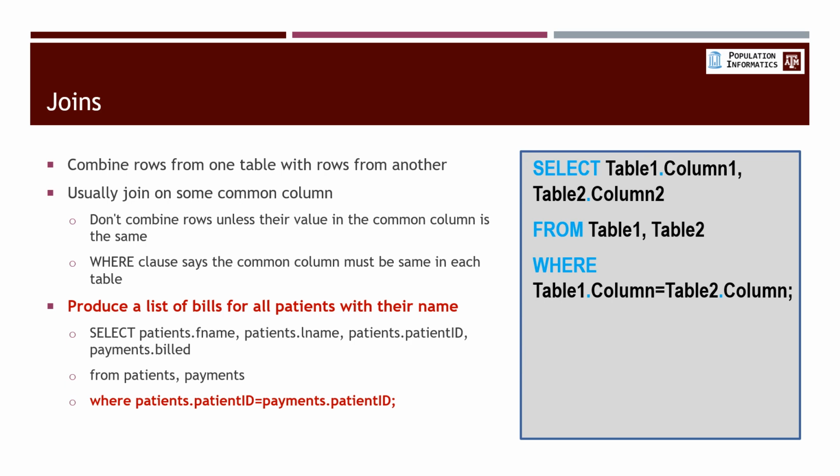Note that when you have more than one table in the where statement, you must specify the name of the table for every variable you use. Syntax-wise, you do this by writing the table name first, followed by a dot and then the variable name.